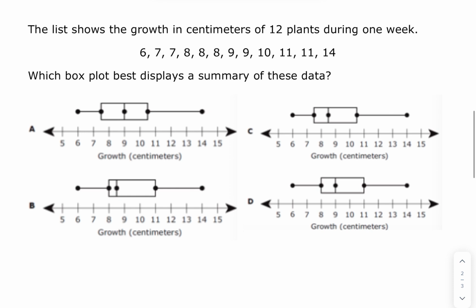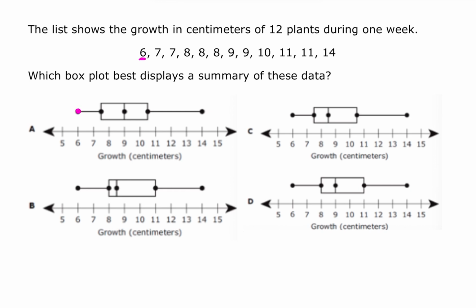All right, this next question, it says the list shows the growth in centimeters of 12 plants during 1 week. So we have a list of numbers right here, and then they want us to see which box plot best displays a summary of these data. So they want us to take the list and figure out which box plot would work. So to do that, I need my 5 numbers. So just looking at my list, what's my minimum number? What's the smallest number in my list?